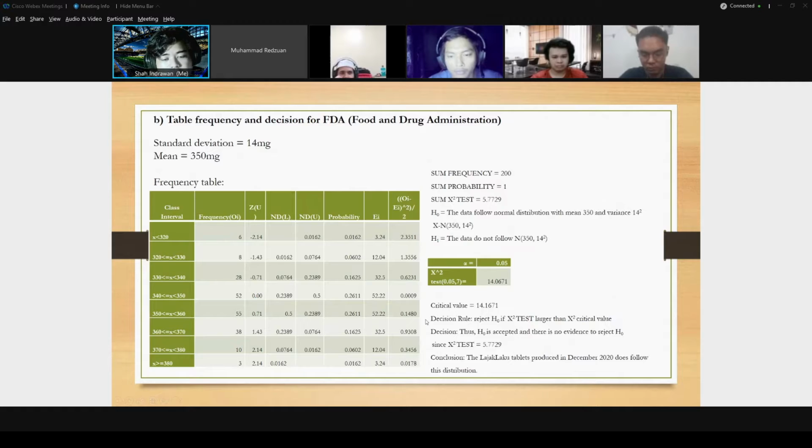The decision rule for this test is we reject H null if the chi-square test value is larger than the chi-square critical value. So our decision is H null is accepted and there is no evidence to reject H null since the chi-square test value is 5.7729. So the conclusion for question B is that the Lajak Laku tablets produced in December 2020 do follow the distribution. That's all. Thank you.